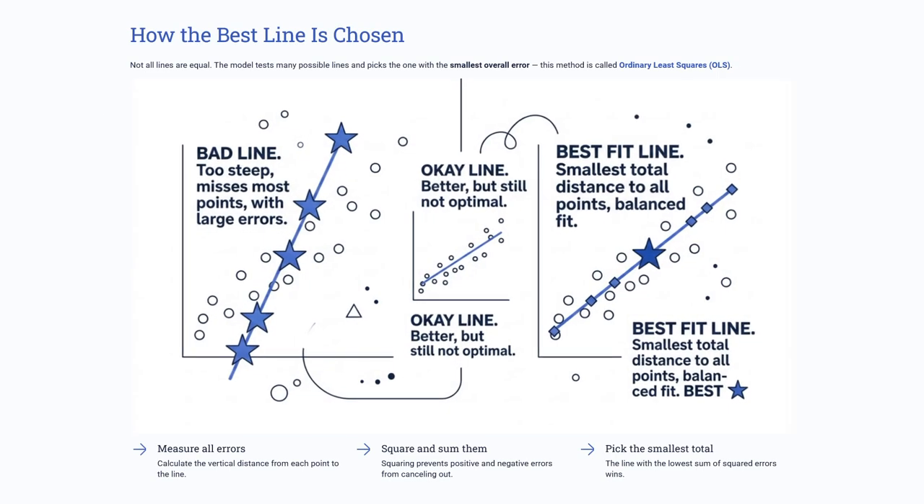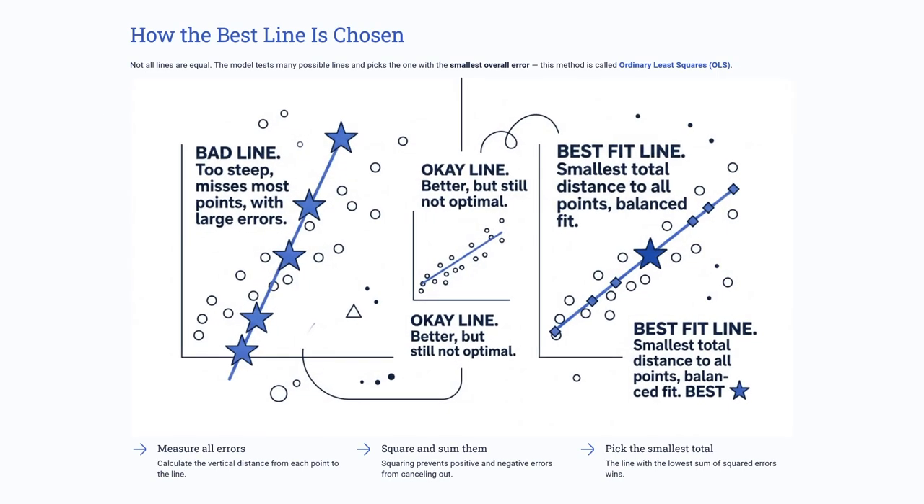Many different lines can be drawn through this data. Some lines fit poorly, some lines fit better. Linear regression searches for the line that produces the smallest overall error. This line is called the best fit line. A good line stays close to most data points. The closer the line is to the data, the better the predictions.